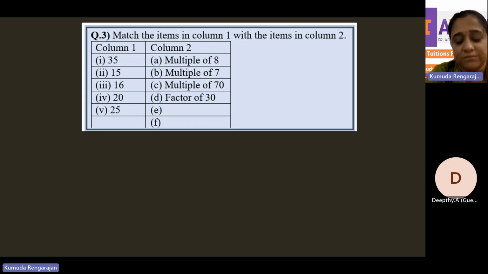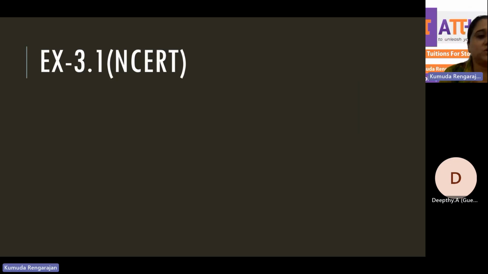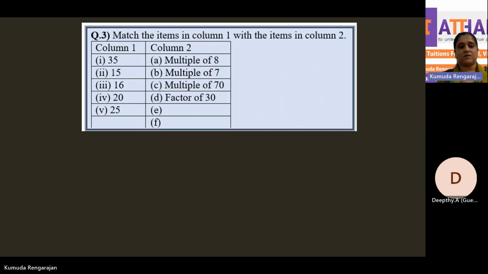Yes. Yeah. You can make a note, children. This is exercise 3.1 in NCERT. The exercise we started today, from the beginning of today's class. Satakshi is not there. Yeah. Today's class, we started off with exercise 3.1 from NCERT.